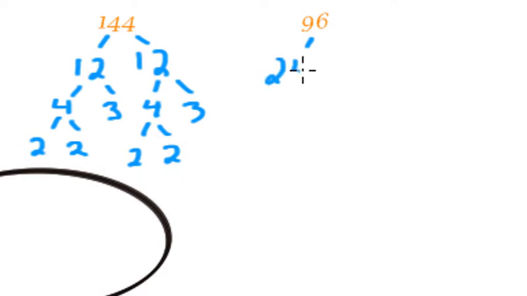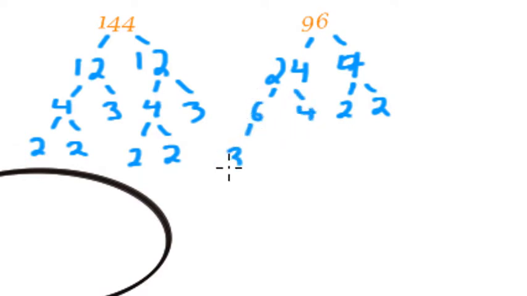I'll do the same thing with 96. 96 is broken down into a 24 and a 4. The 4 breaks down into 2 and 2, and it's finished. The 24 then breaks down to a 6 and a 4, and both of those numbers break down, the 6 to a 3 and a 2, and the 4 to a 2 and a 2. Each of these numbers had 6 prime factors.